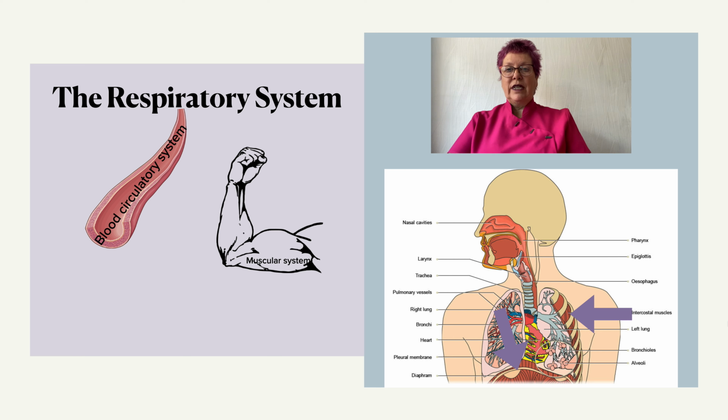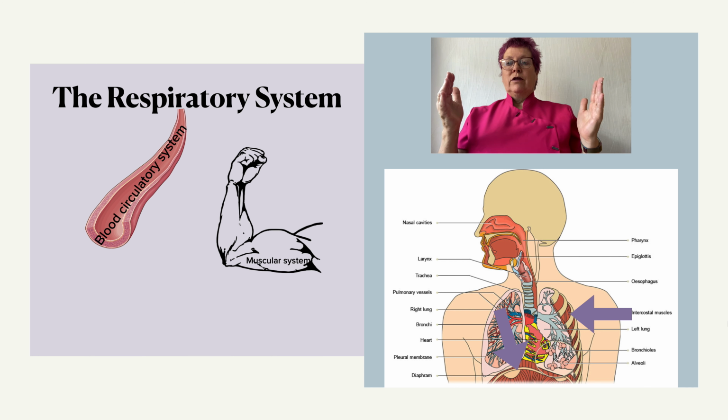We have two sets of these, internal and external intercostals, both working together to raise and lower the rib cage during respiration. As one set contracts, one set relaxes, and vice versa. When the external intercostal muscles contract, the internal intercostal muscles relax, and this forces the rib cage to move up and outward. When this happens, there's more space in the thoracic cavity, and therefore there's more space for the lungs.